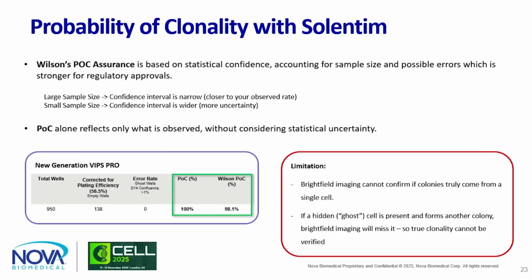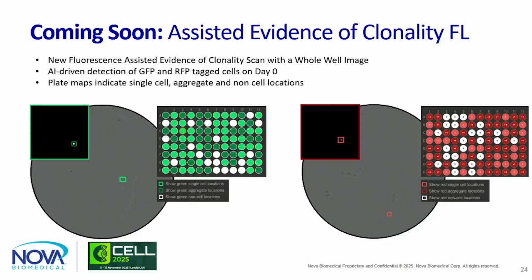If, for example, you are using only bright field imaging, on day 14, when you have your colony, how can you be absolutely sure that that colony was formed from a single progenitor cell? There may have been a ghost cell, an additional cell that was missed that formed a colony. So this is where having fluorescence is a very useful tool.